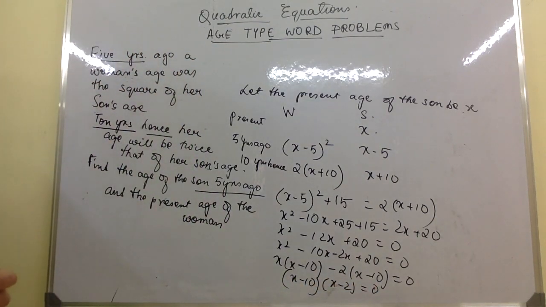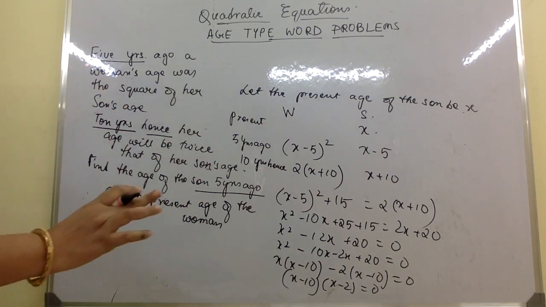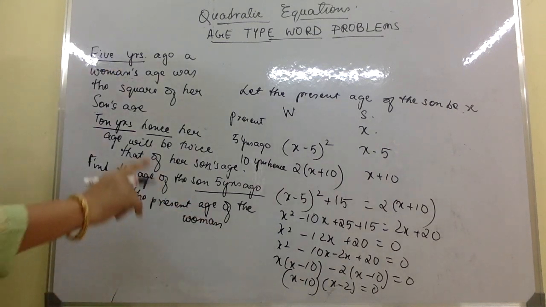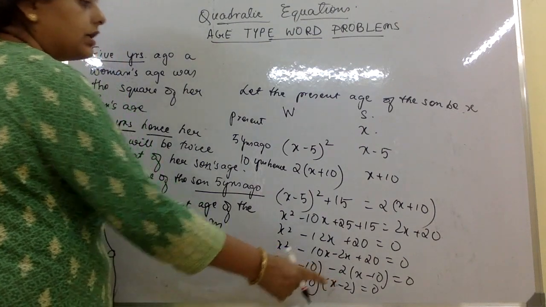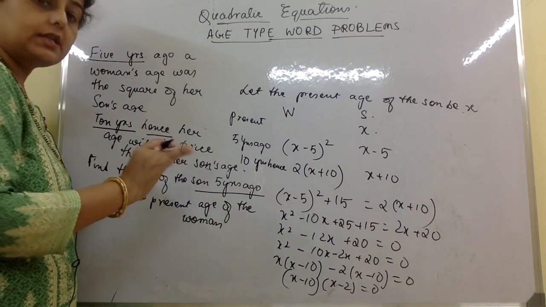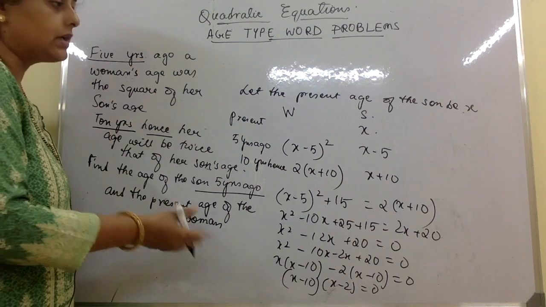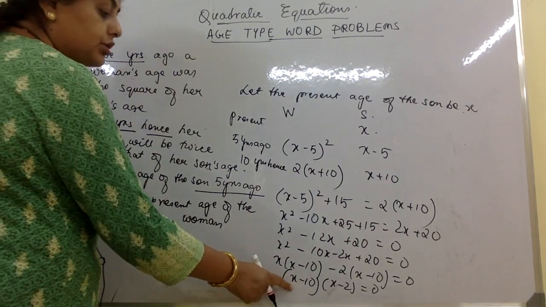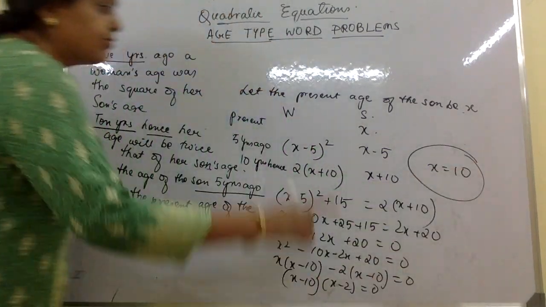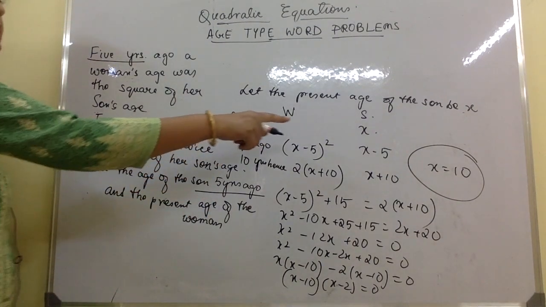Okay, now there can be two answers to this question. x can be either 10 or x can be 2. We cannot take x as 2. We cannot take this factor, because 5 years ago then the son becomes 0 years. If I take the son's present age as x as 2, 5 years ago he becomes 0 years. I can't proceed with the sum. So I will be choosing this. So correct value of x is 10, that is the son's present age. Son's present age is 10 now.